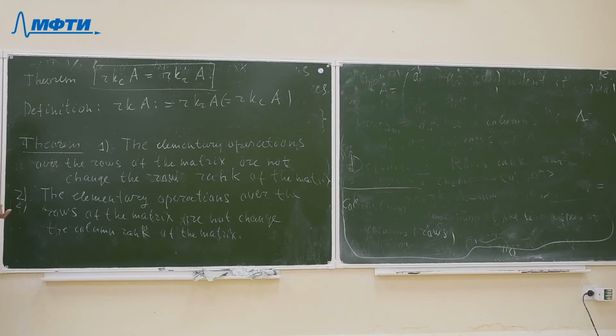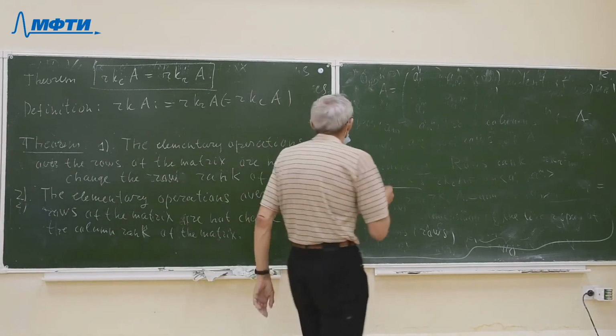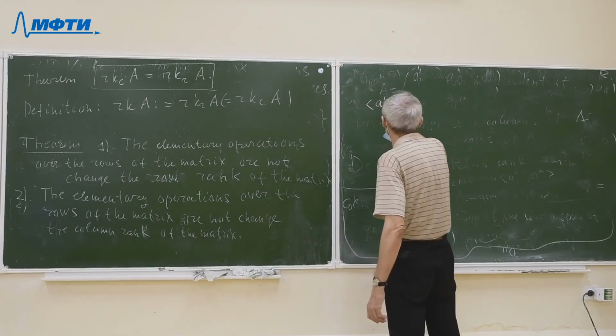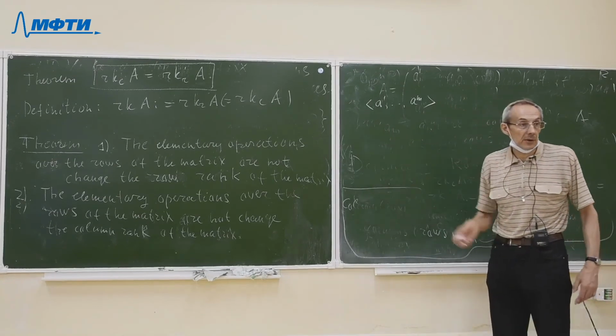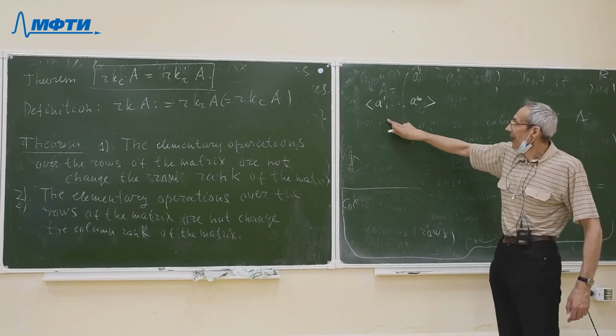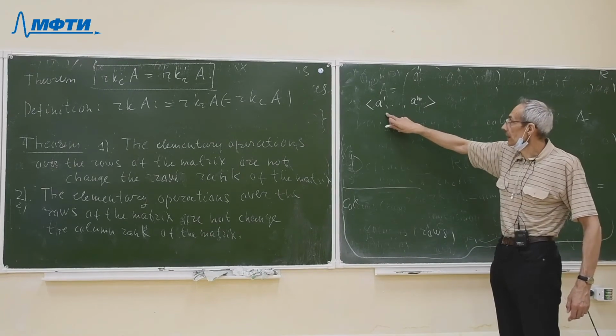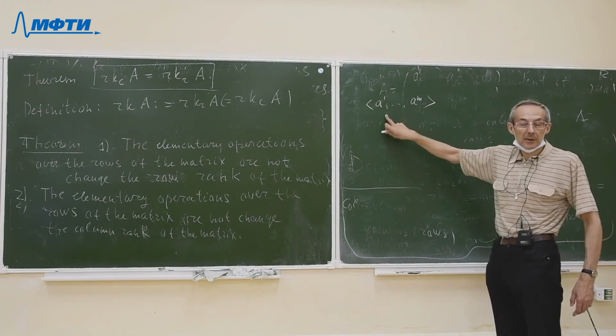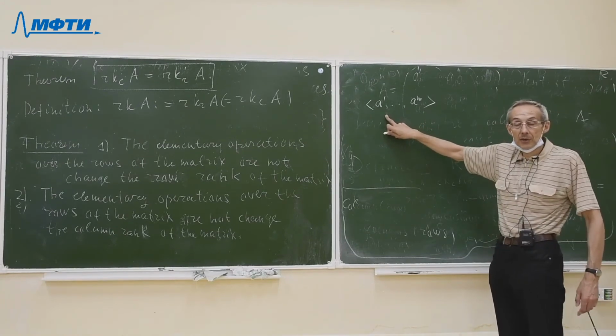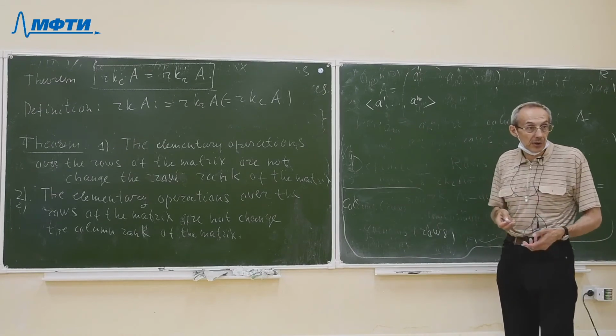I can assert that elementary operations do not change the linear span of the rows of the matrix. First of all, let's consider the linear span of the matrix. We have the vector space. If I change any element of this set to any linear combination, I do not change the set of all linear combinations.